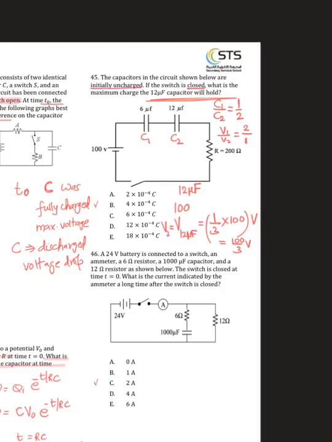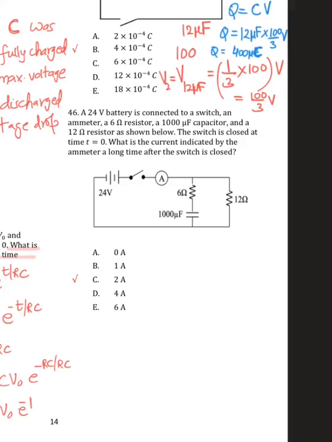so now we want to calculate the maximum charge. What's the formula for charge? Q is equal to CV. So we can write Q equal to 12 microfarad multiplied by V, which is 100 over 3 volt. Now if we calculate that, we are going to get Q as 400 microcoulomb, which is 4 into 10 to the power -4.